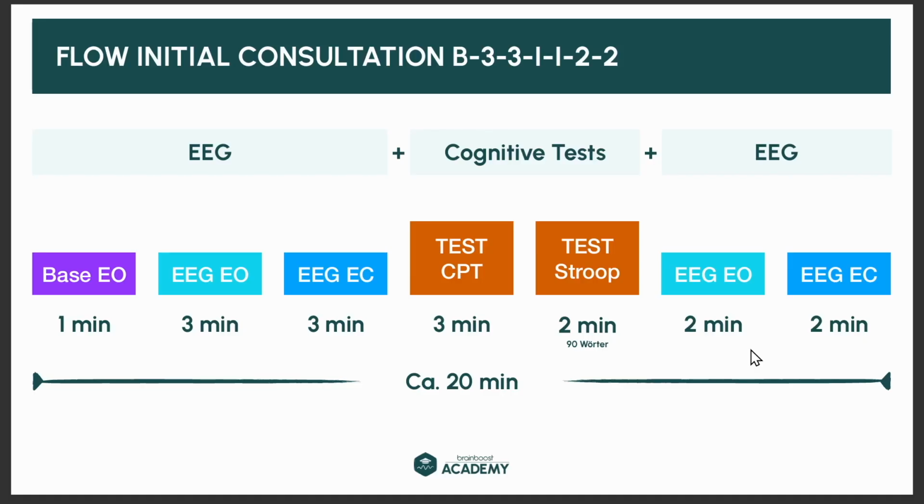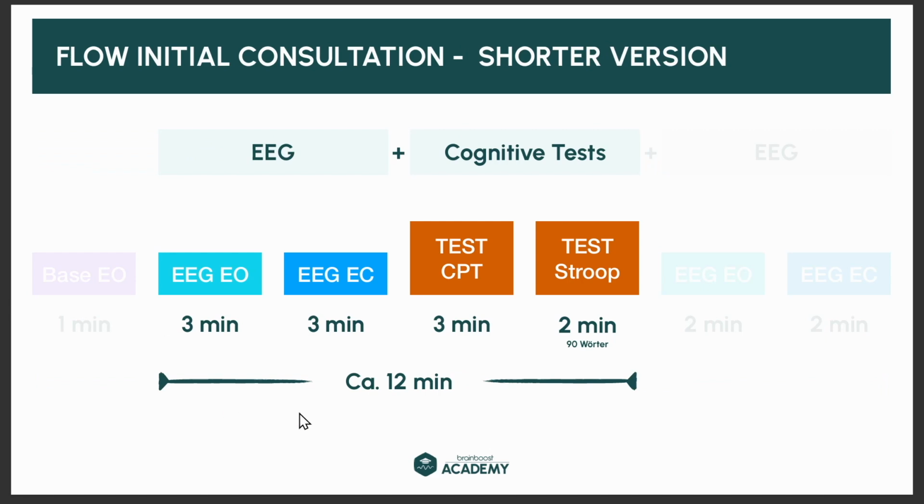The next slide is also familiar. We like to work with our flows. So we have a standardized procedure. The minimum requirement you need is this for the full Auto Report 2.0. We need an eyes open segment, we need eyes closed, and we need CPT and Stroop test.